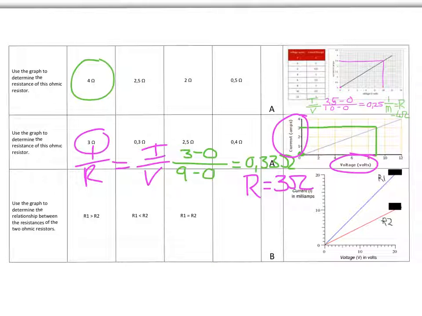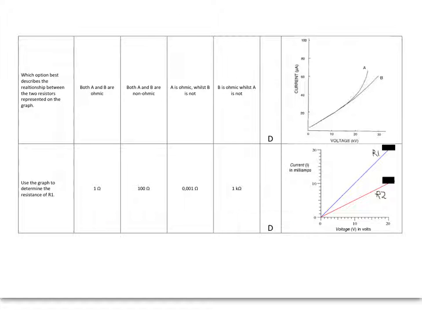Use this graph to determine the relationship between the ohmic resistors. Now be very, very careful, because for R1 and R2, this time my gradient is equal to I over V, which means that a big resistor will have a small gradient and vice versa. Because this is the inverse, R2 is actually greater than R1, because it's a flip of what you would naturally expect.